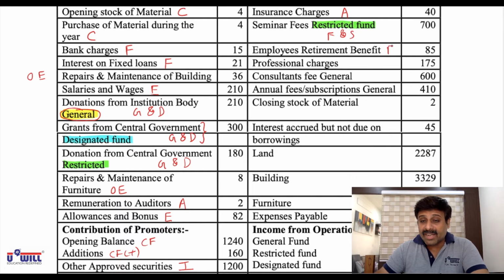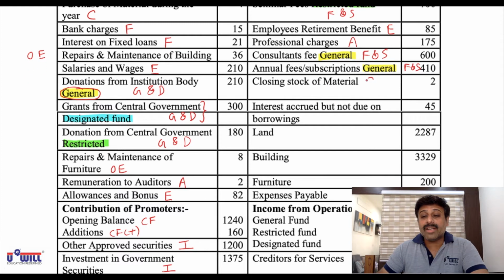Employees retirement benefit, employees benefit expense, professional charges, administrative expense, consultants fees. Now see again, consultants fees general. General I highlighted in yellow. So consultants fees is fees and subscription, but it is related to which fund? General. Again, annual fees or subscriptions, and again they are mentioned general. This information supports the columnar form. F and S, again annual fees or subscription.